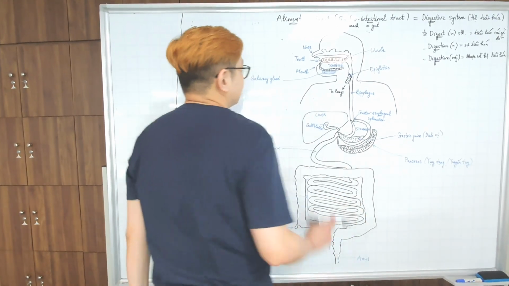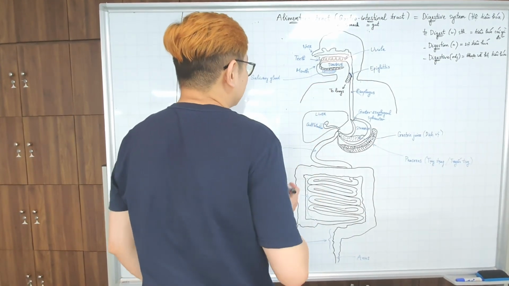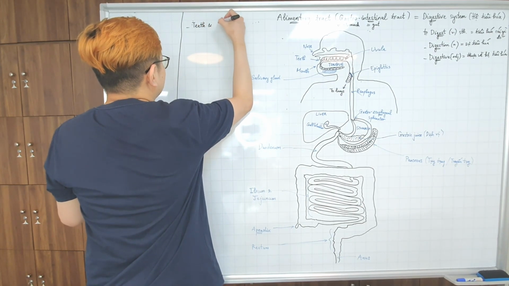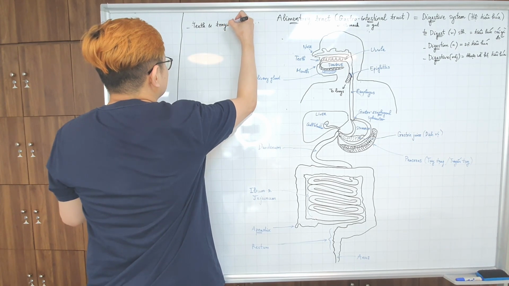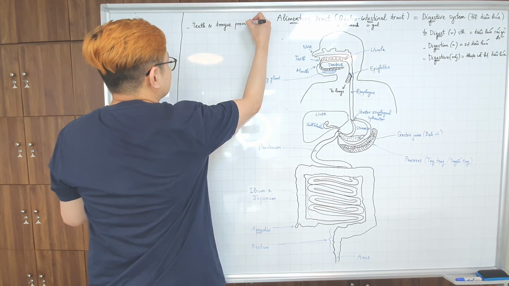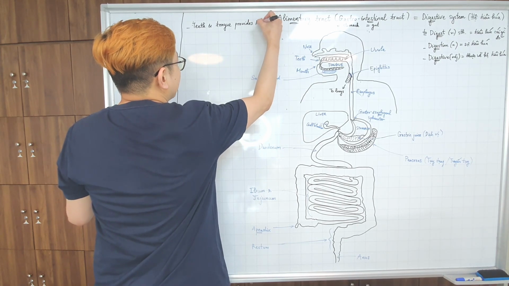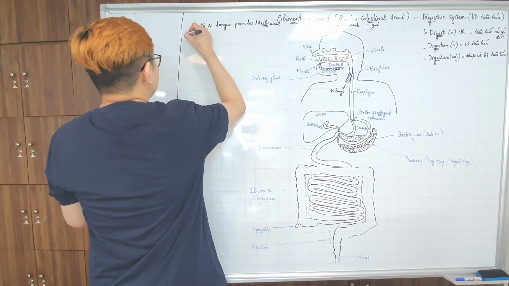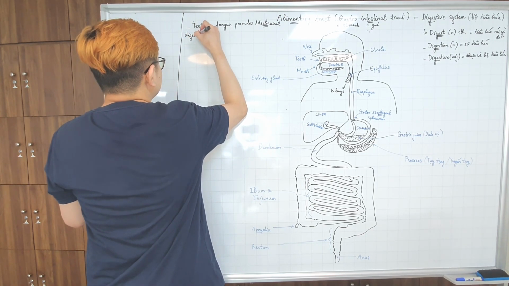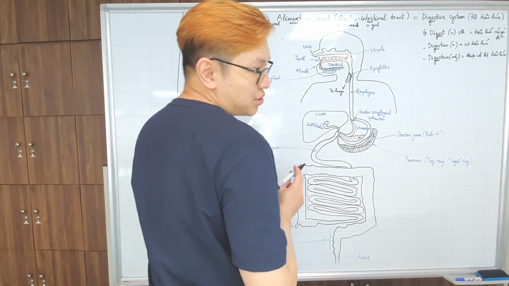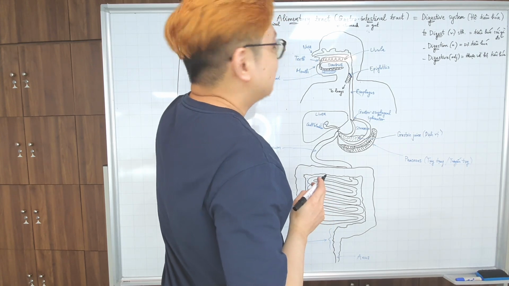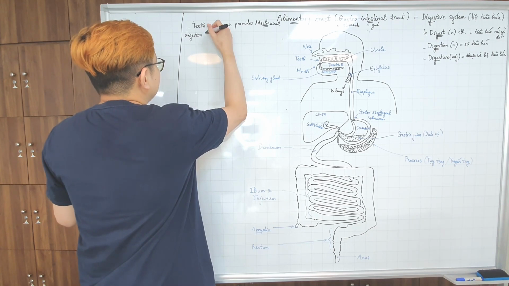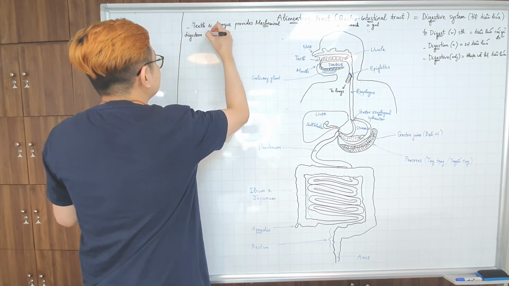So at the mouth we have teeth. So basically, teeth and tongue provide mechanical digestion. Provide mechanical digestion, nó gọi là sự tiêu hóa cơ học á. Mechanical, cơ học, sự tiêu hóa cơ học. Breaks down food, mechanical digestion.